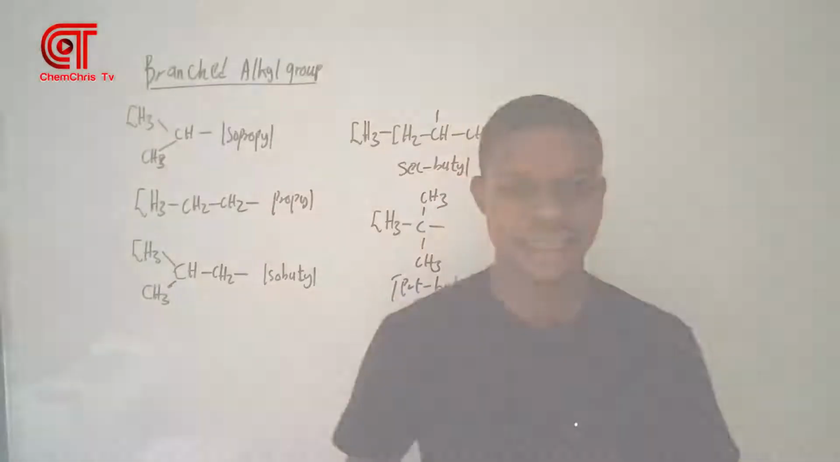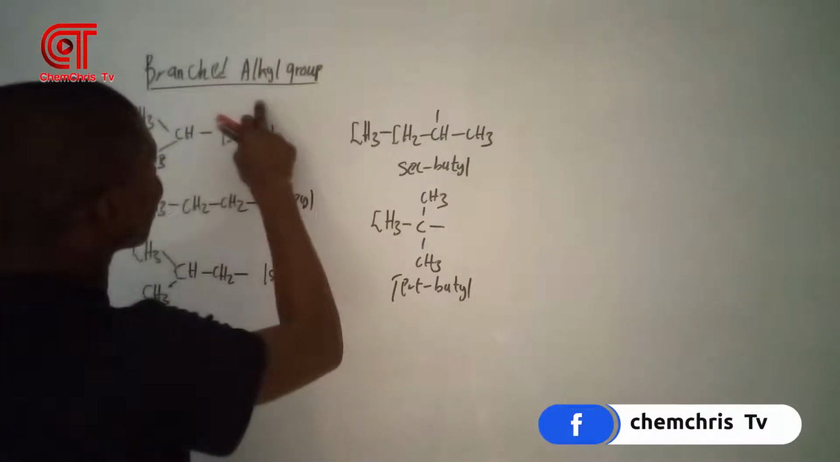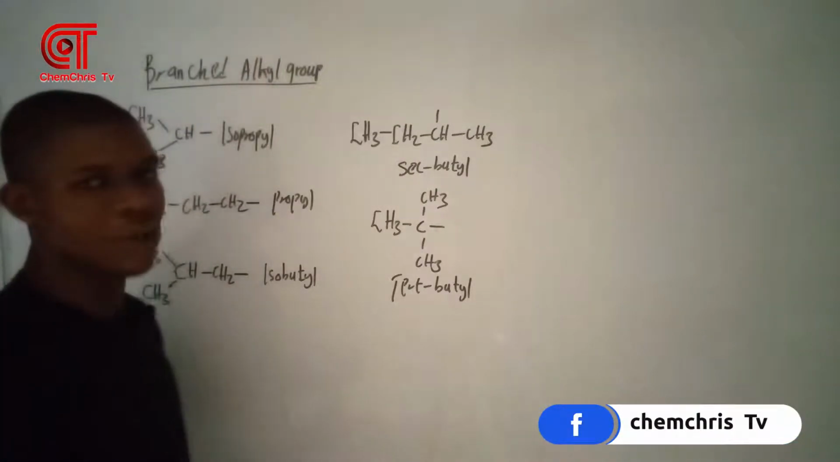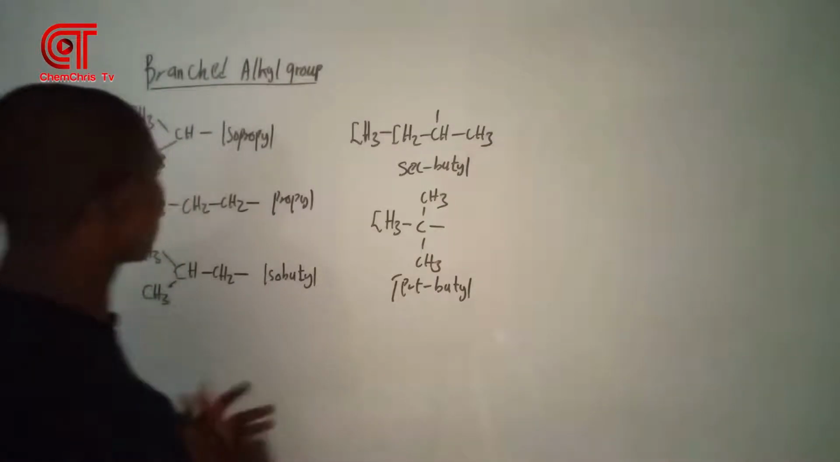Right, let's get started. So the first thing I want to walk you through is branched alkyl groups. Now, alkyl groups are mainly used as a side chain, or as a substituent. So we have the common ones here.